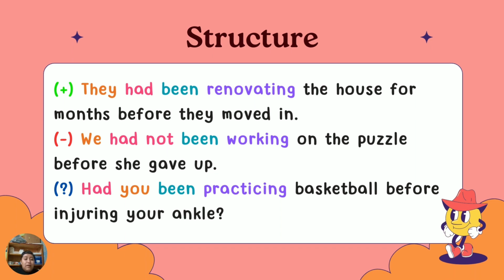Next example, in the question form. Had you been practicing basketball before injuring your ankle? First, the auxiliary verb had plus the subject you plus the second auxiliary verb been and the main verb with the ing termination practicing, the complement, and the question mark.